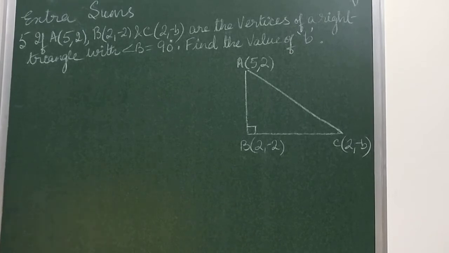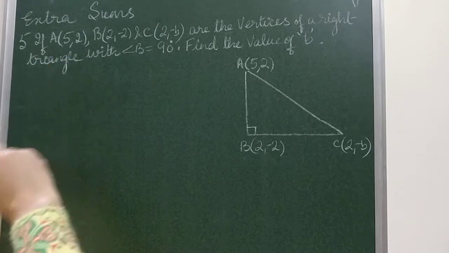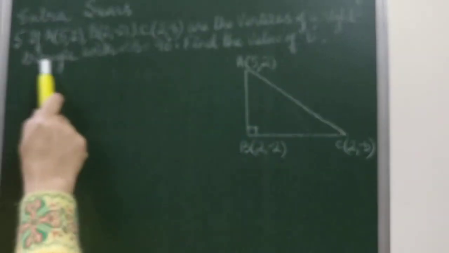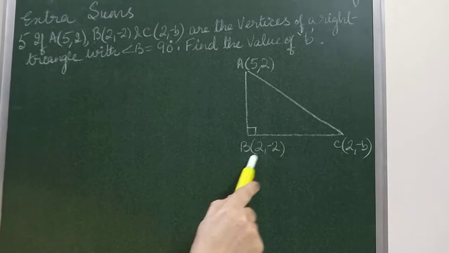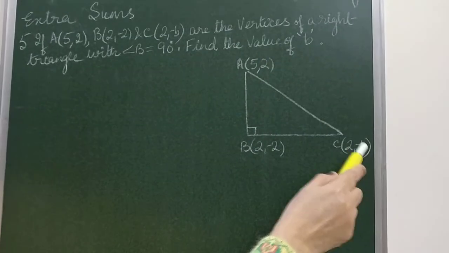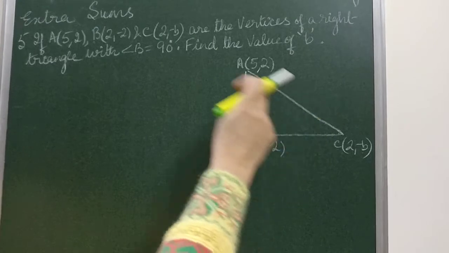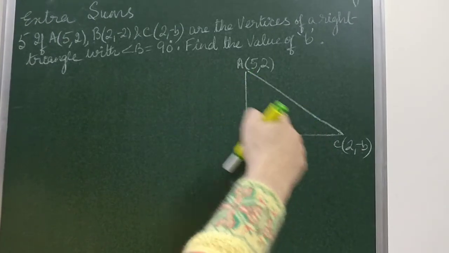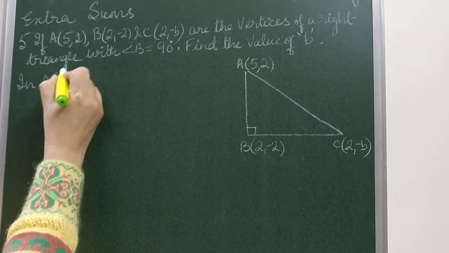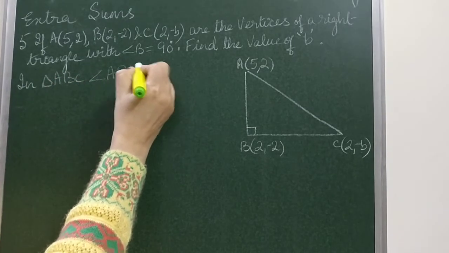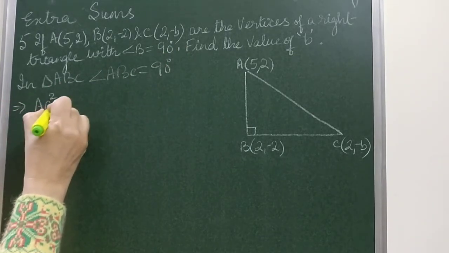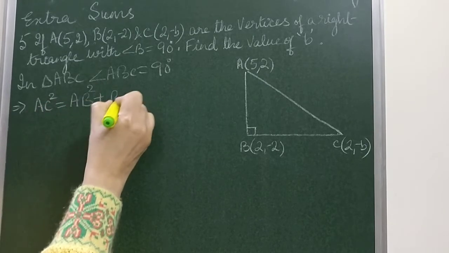Sum number 5. If A(5, 2), B(2, minus 2), C(2, minus b) are the vertices of a right triangle with angle B equal to 90 degrees, find the value of b. We will apply Pythagoras theorem in a right triangle: AC square is equal to AB square plus BC square. So in triangle ABC, angle ABC is equal to 90 degrees, which implies that AC square will be equal to AB square plus BC square.